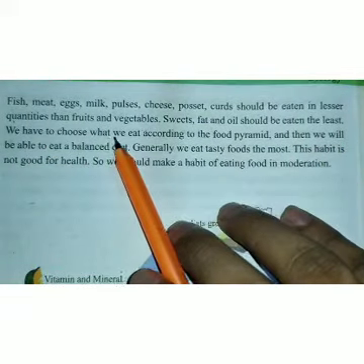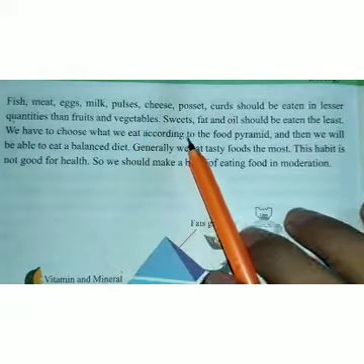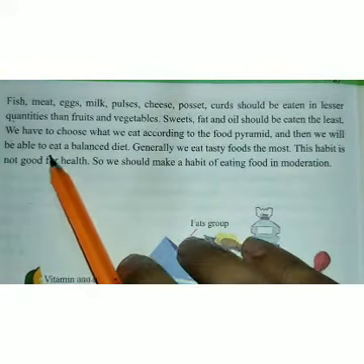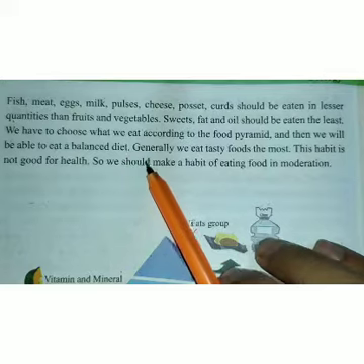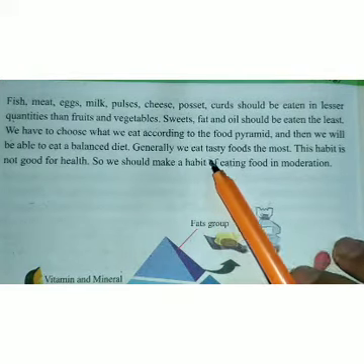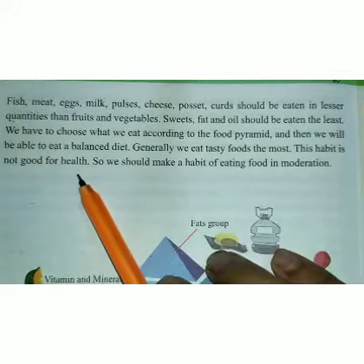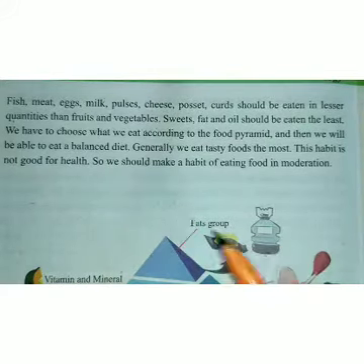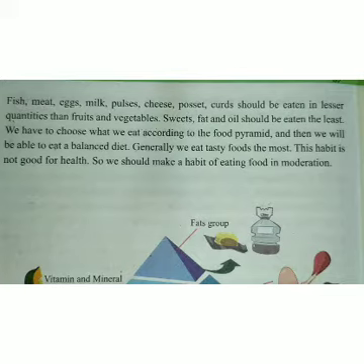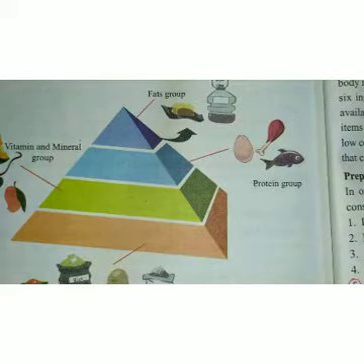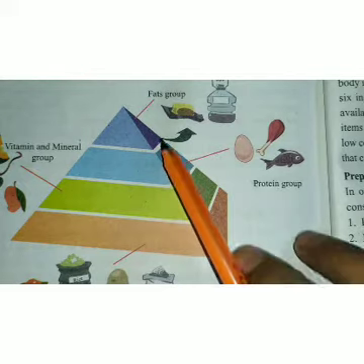We have to choose what we eat according to the food pyramid, and then we will be able to eat a balanced diet. Generally, we eat tasty food the most. This habit is not good for health. So, we should make a habit of eating food in moderation. This is an ideal food pyramid.